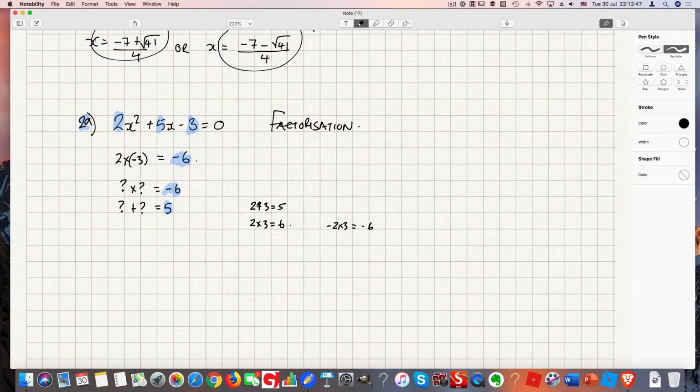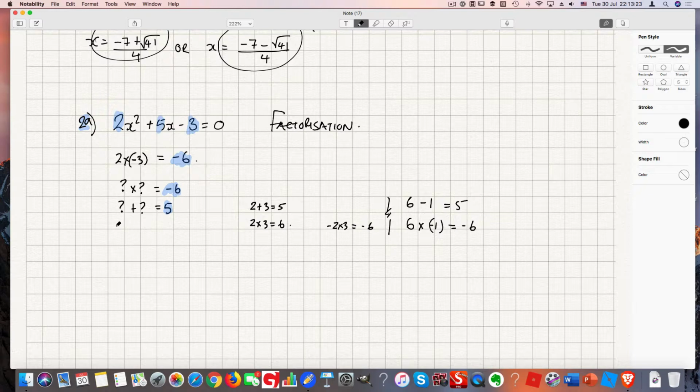But the problem is that if we say minus 2 plus 3, it's not going to give us a 5. So we need to come up with new numbers. So let's see, what else could make, if we added them, a 5? I would say 6 take away 1 will give us a 5, and 6 times minus 1 will give us minus 6. Okay, so that's a better candidate.